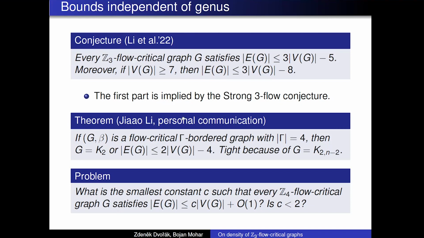For groups of size 4, it has been observed by Jiao Li that if you consider, let's say, Z4 bordered graphs, then the right bound is that the number of edges is at most twice the number of vertices, which is tight, because you can set up the Z4 boundary on K2 and -2 in such a way that the resulting graph is flow critical. But actually, this example doesn't apply without the boundary. Without the boundary, K2 and -2 is not Z4 critical. So again, we don't know what should be the right answer for the density of Z4 flow critical graphs. We know that this constant C here must be at most 2, but we do not know whether it is exactly 2 or strictly smaller than 2.